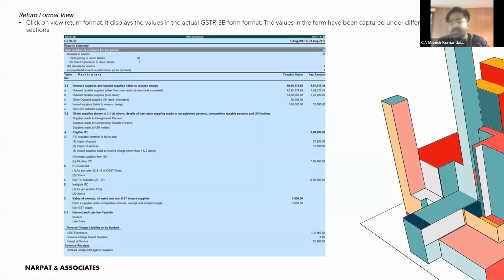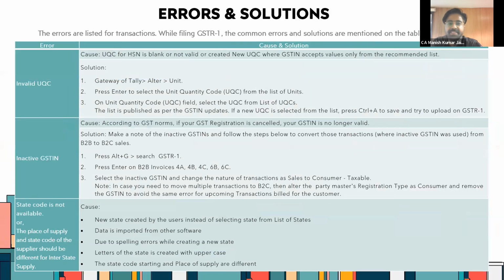This is the 3B, the total 3B details. How it will be shown, if we have every column, it will show in this way, the 3B return. You have to compare. You can use it as a comparison with the GST portal. Okay. These are the errors. We will see later on. We'll go for live Tally use.